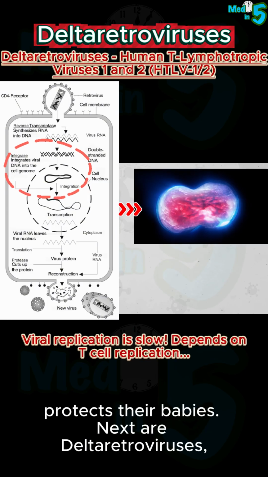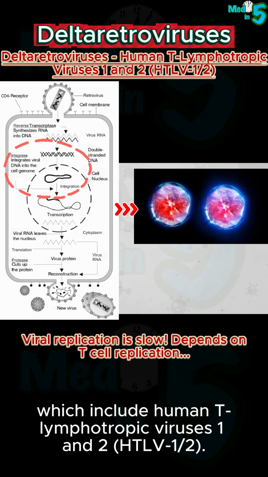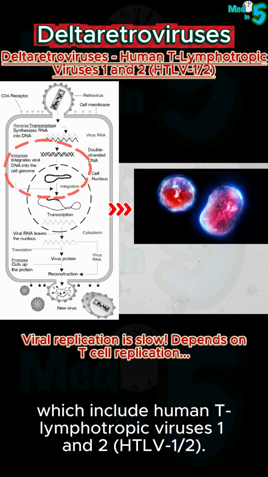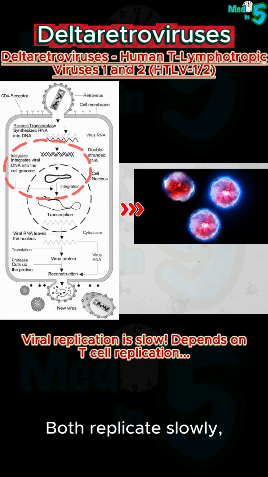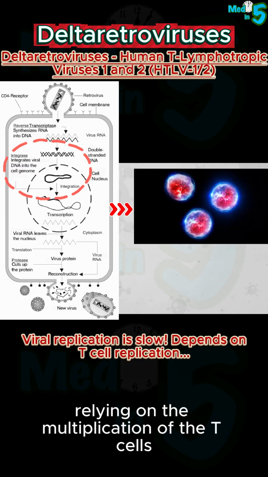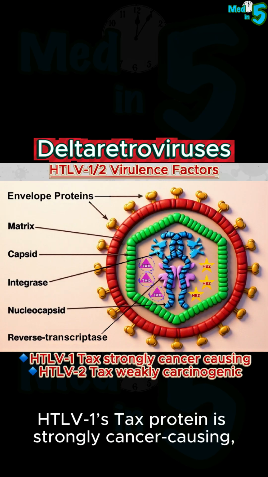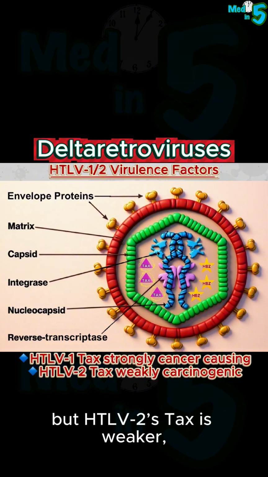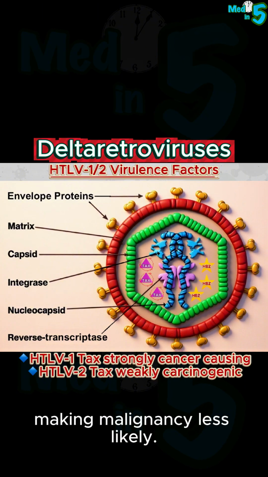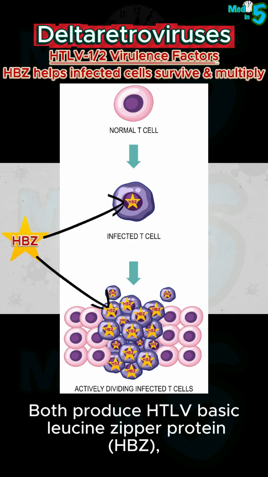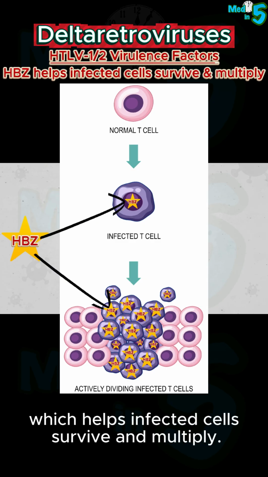Next are Deltaretroviruses, which include human T lymphotropic viruses 1 and 2. Both replicate slowly, relying on the multiplication of the T cells they've infected. Both make proteins that quicken human cell division, which can cause cancer. HTLV1's tax protein is strongly cancer-causing, but HTLV2's tax is weaker, making malignancy less likely. Both produce HTLV basic leucine zipper protein, which helps infected cells survive and multiply.